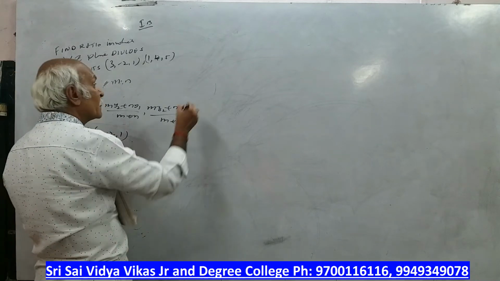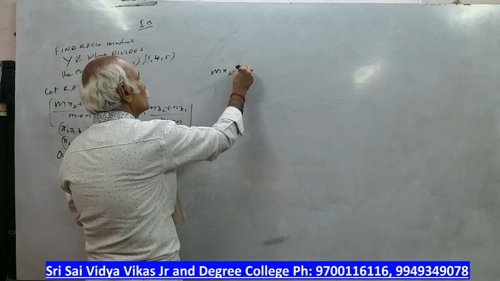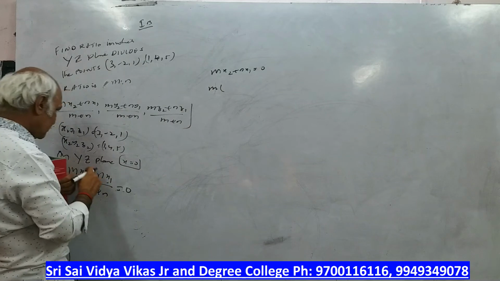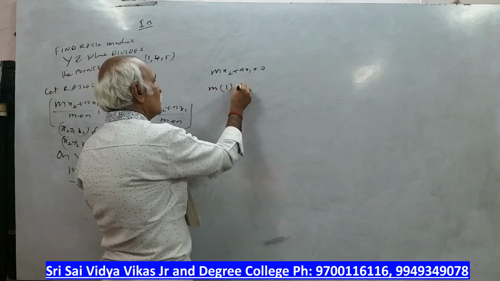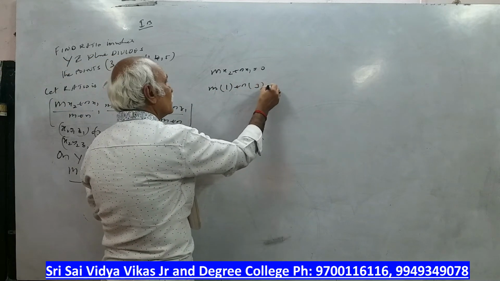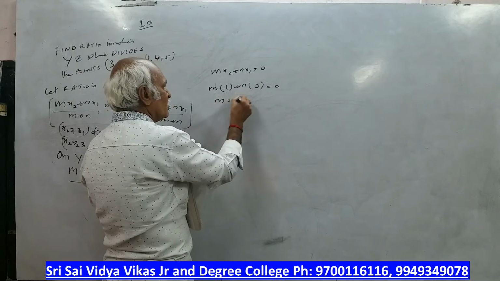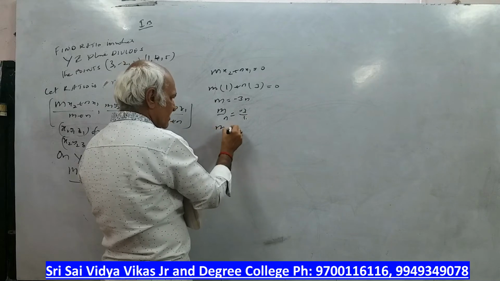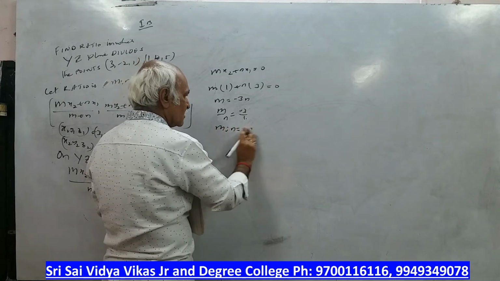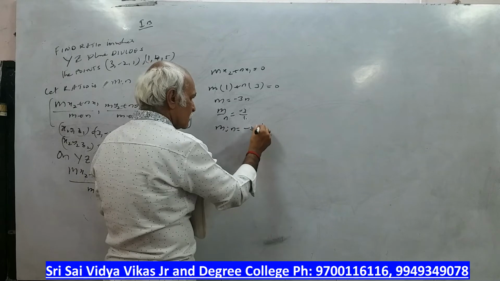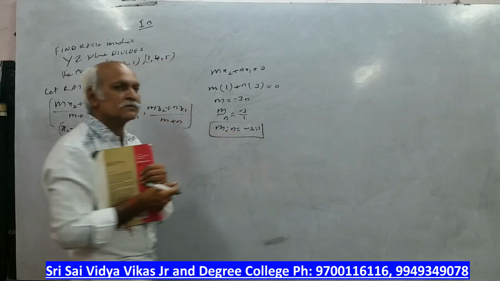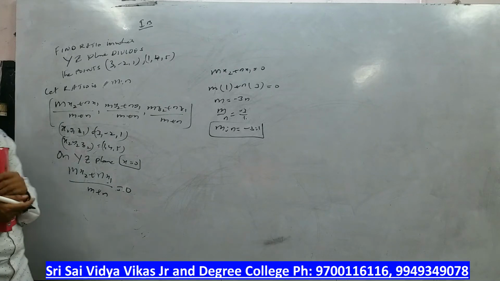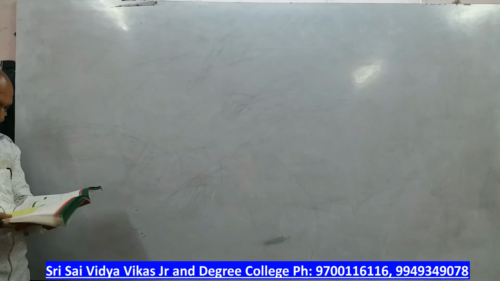Which means mx2 plus nx1 is equal to 0. Here m into x2 is what, sir? 1, plus n into x1 is 3, is equal to 0. So m is equal to minus 3n, m by n is equal to minus 3 by 1. So what is the ratio? Minus 3 is to 1. Right? XZ plane, YZ plane, XY plane. Okay, please note down this. Next.